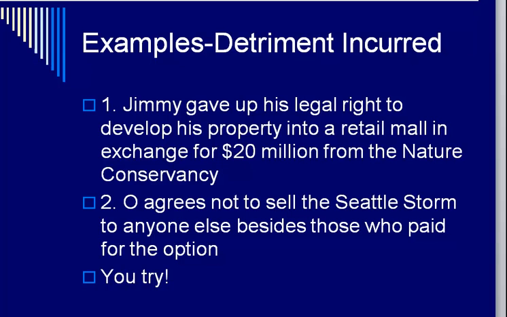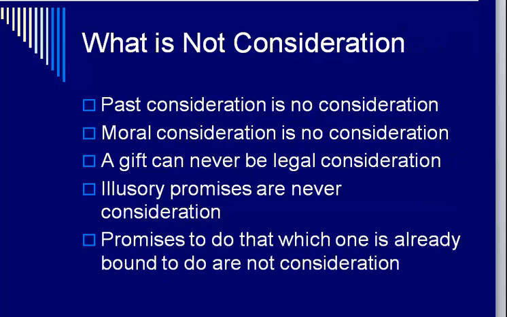Another example is an option contract where the owner of the Seattle Storm says, okay, I won't sell it to anybody except the person who paid for the option to buy it. So they're limiting their right to sell it to everyone in exchange for money, if that makes sense. Can you think of a detriment incurred that might qualify for consideration in a contract? You try it.